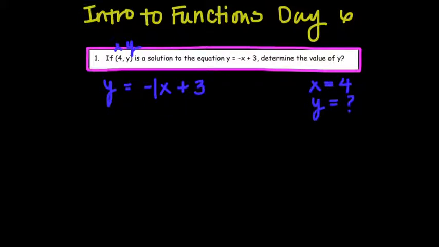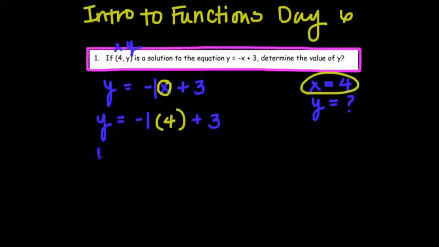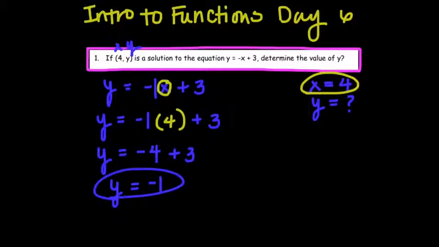We don't know the y. So what we're going to do is take this 4 here, and plug it in for the x value here. So I'm going to rewrite this equation as y equals negative 1 times 4, and then plus 3. So when we start to solve this, y equals negative 1 times 4 is going to give me a negative 4, and negative 4 plus 3 is going to leave me with a negative 1. So my solution to this would be y equals negative 1.